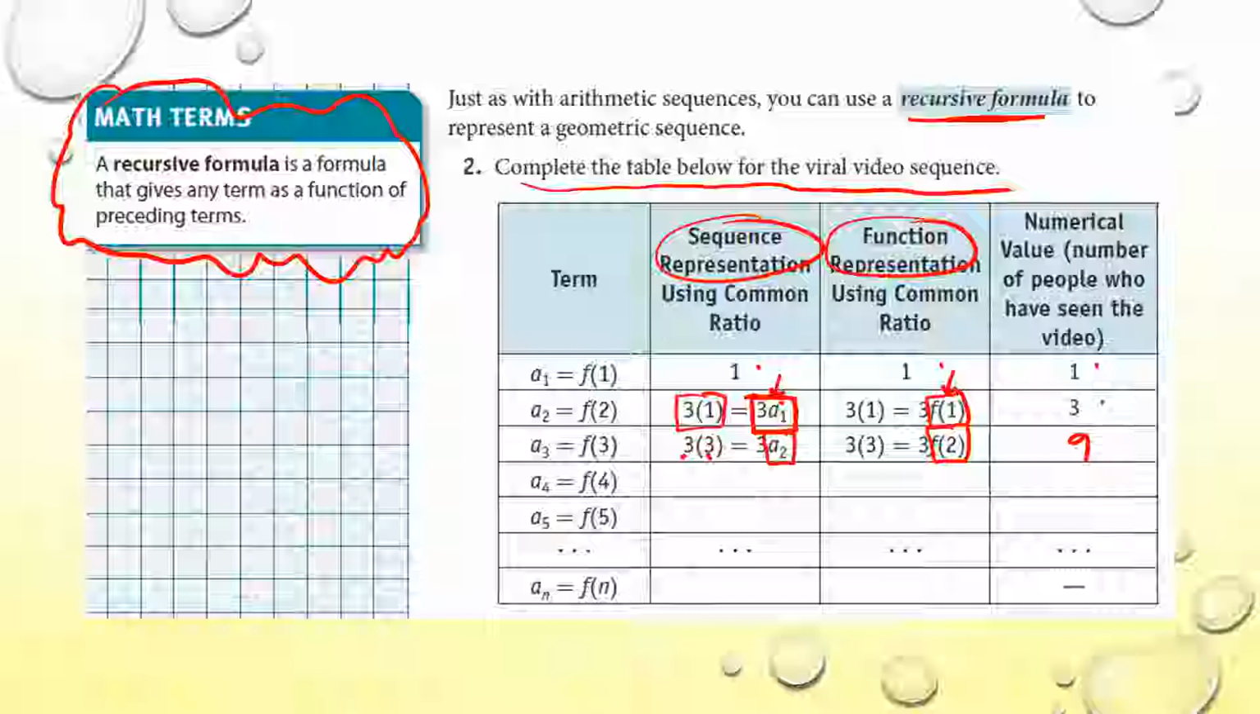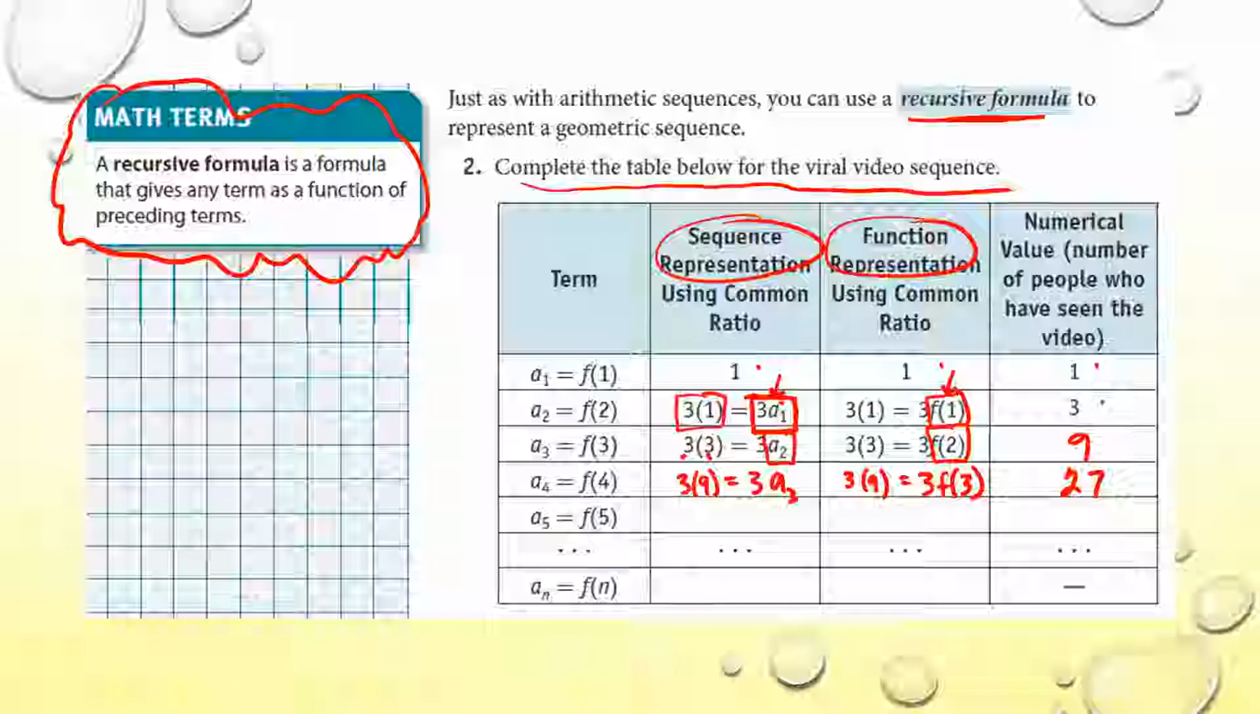So it was 9. So this one's going to be 3 times 9, which is 3 times the third term in the sequence. 3 times 9, which is 3 times f of 3, which was 27.